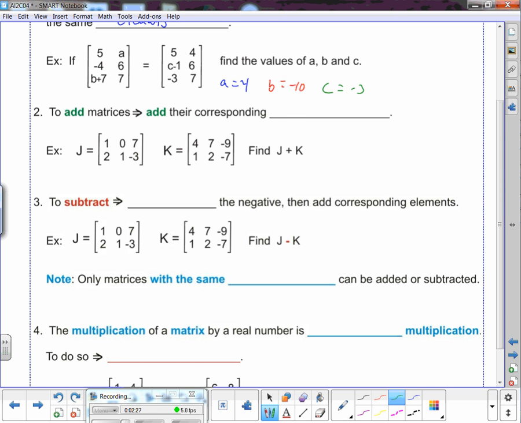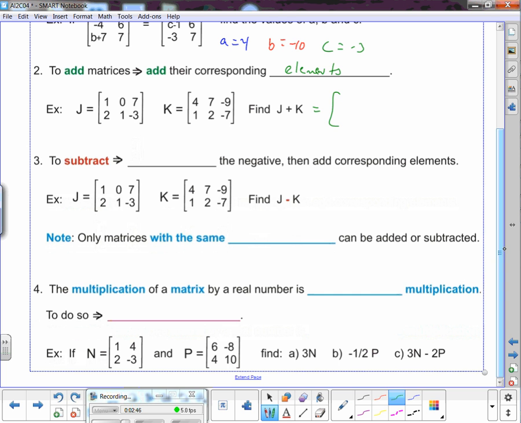Adding matrices, really, really easy. All you do is add their corresponding elements. That's it. That easy. So again, just be careful. You got to be looking in the exact same spots. Right? So the 1 and the 4 goes together.